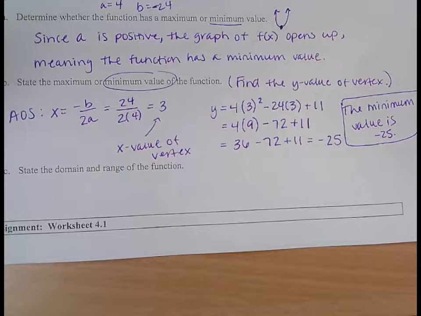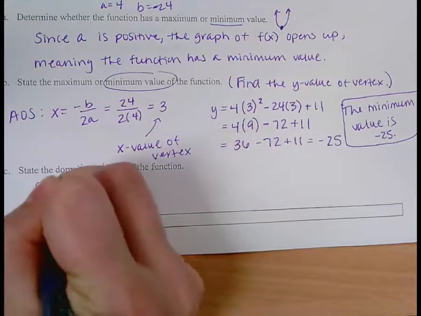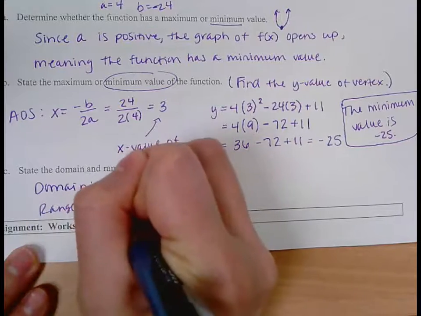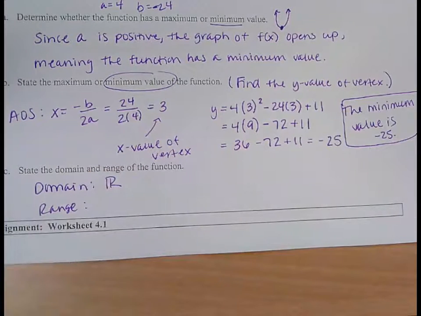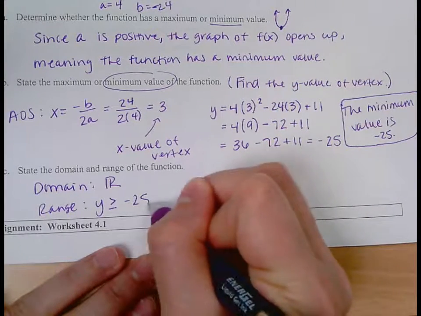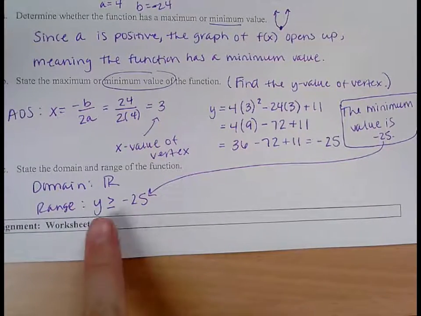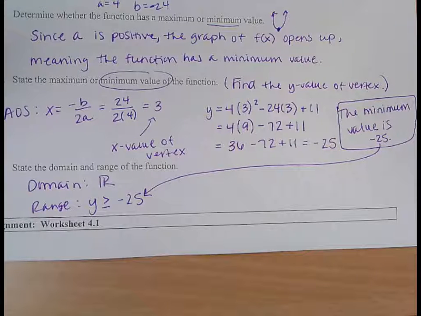Okay, and then part C, you are now stating the domain and range of the function, again, without graphing it. What is the domain? All real numbers. What about the range? Anyone have an idea of the range? Y is greater than or equal to, not 4, negative 25. So again, the negative 25 was the minimum value. Therefore, all of your y values must be greater than or equal to that number.